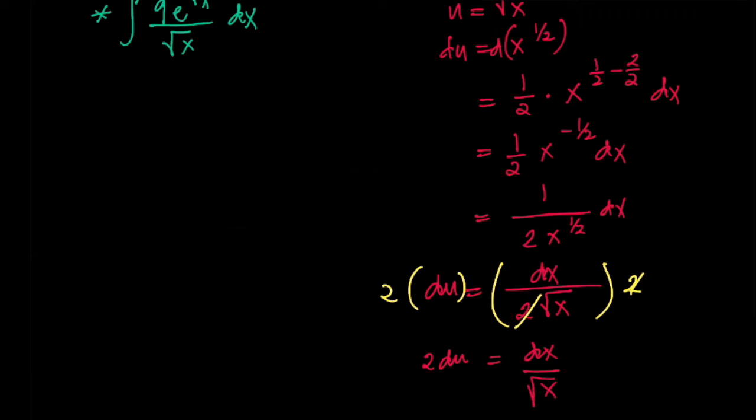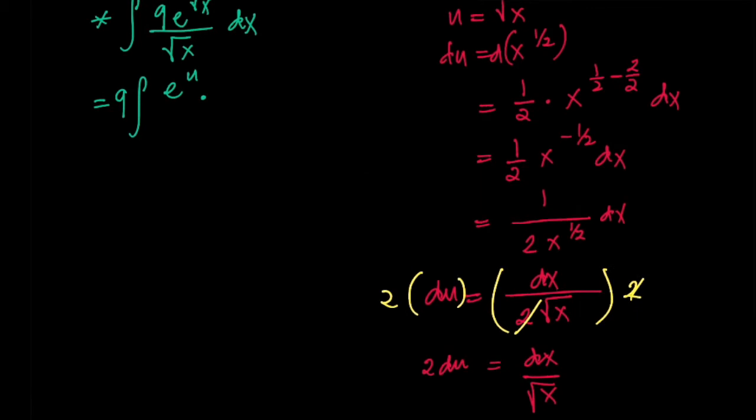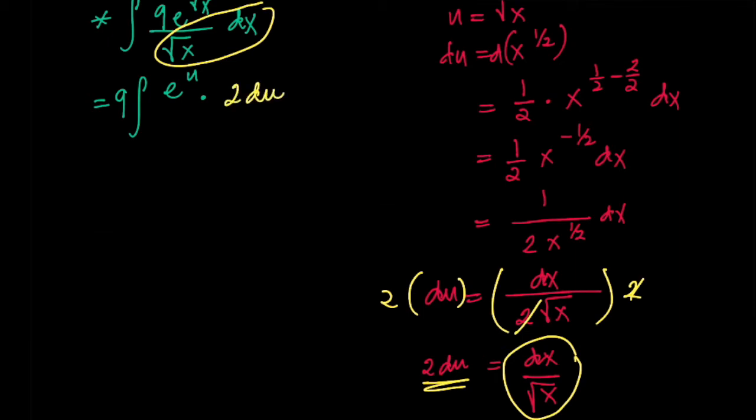Now, going back to the integral, this would become the integral, labas natin yung 9, would become e raised to u all over what? Wala na. Pwede natin itong tanggalin or multiply because dx over square root of x is just equal to 2 du. So multiply to 2 du. Further simplifying this, 2 times 9 becomes 18 times the integral of e^u du.